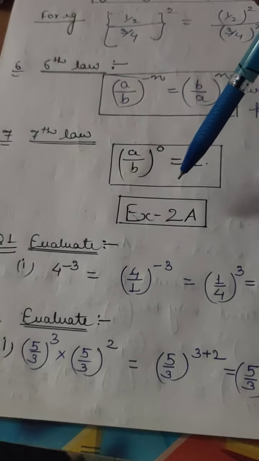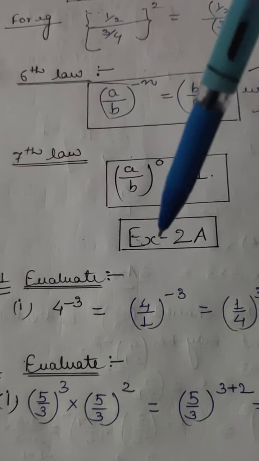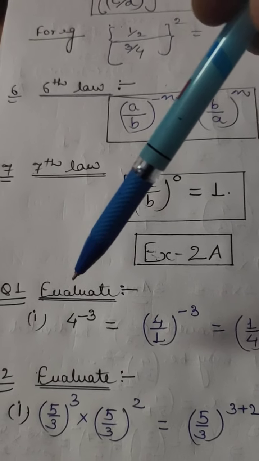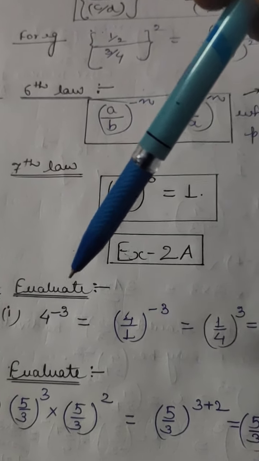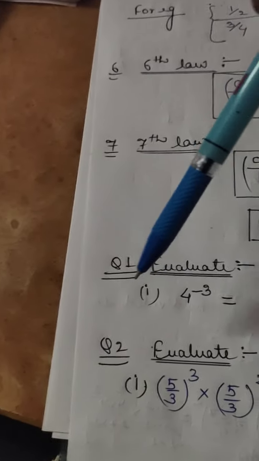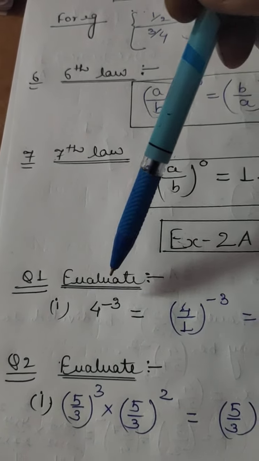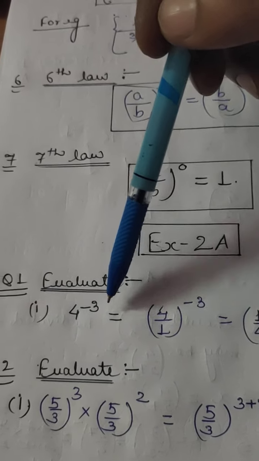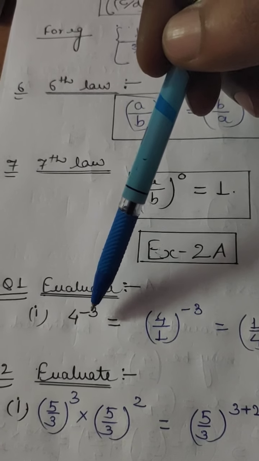Now coming to the exercise, I have solved some of the questions from exercise 2A. Just see how I solve and try to complete this exercise in homework. Coming to question number 1, that is evaluate. The first part is 4 to the power minus 3. Here the negative power is given.